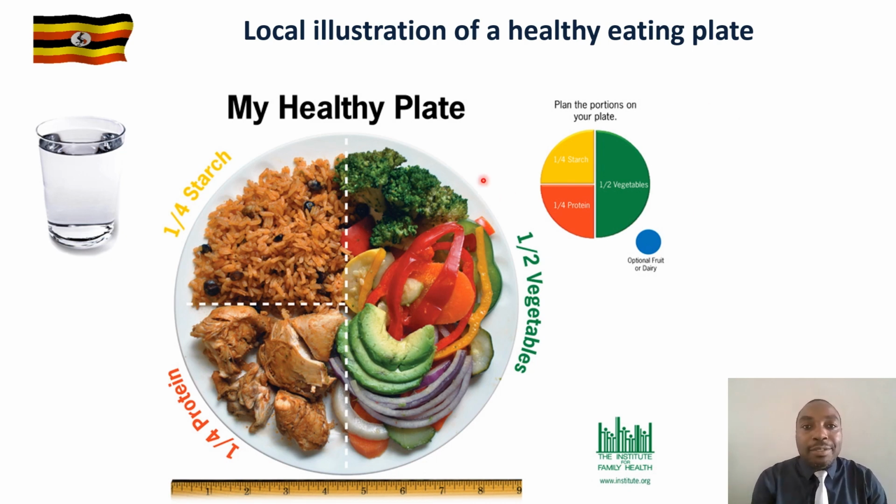So this is a plate looking at, again, what we should be eating. Half of the plate should be vegetables. A quarter of it should be proteins. You see some chicken here. And a quarter, starch, rice, and with water. At least 3 liters of water per day.